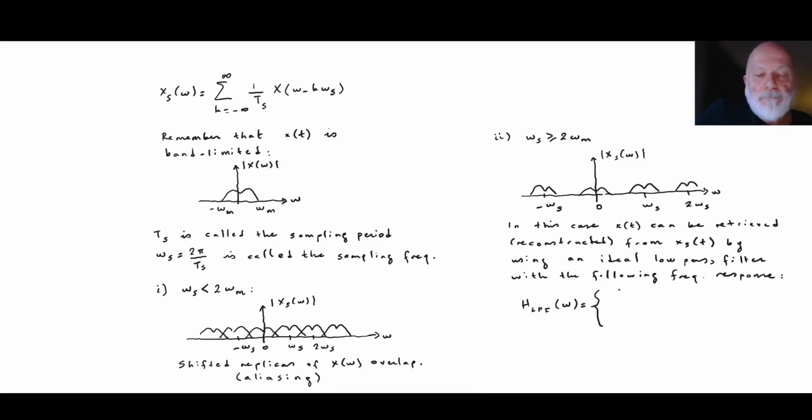okay, remember in the representation of Xs of omega, for each shifted replica of X of omega, 1 over Ts appears as a multiplier. To get rid of that multiplier, the magnitude of the low pass filter will be chosen as Ts for omega less than omega s over 2, and 0 otherwise. So if xs of t is the input signal of this ideal low-pass filter, the output is x of t.